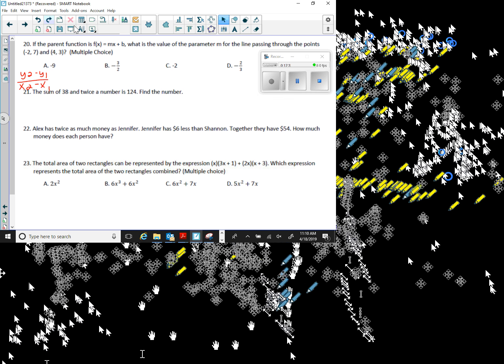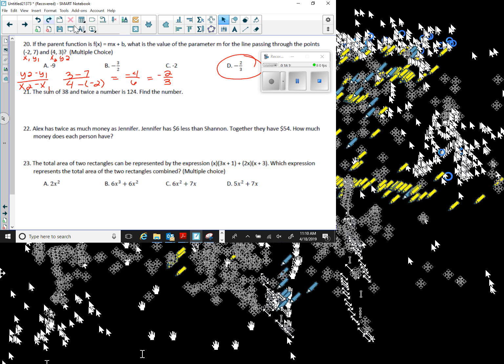So the slope formula is y2 minus y1 over x2 minus x1. What I like to do is go ahead and label x1, y1, x2, y2. Then you just plug those numbers in. So y2 is 3, so it's going to be 3 minus 7 over 4 minus -2. 3 minus 7 is -4. 4 minus -2 is positive 6. Reduce that, you get -2/3, which is D.